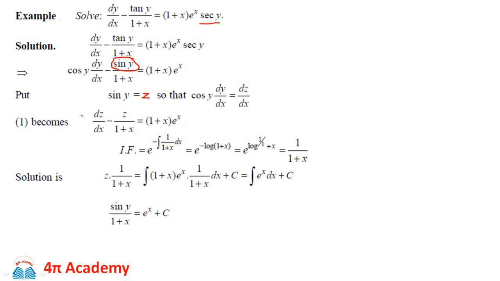So this is our first step, that is we have reduced the differential equation in the form of a linear differential equation, which is dz by dx minus pz, and this is equal to q. So now my p for this case is minus 1 upon 1 plus x, and this q will be equal to 1 plus x into e raised to power x. So this is my q.